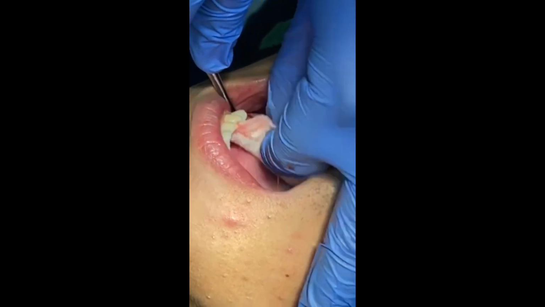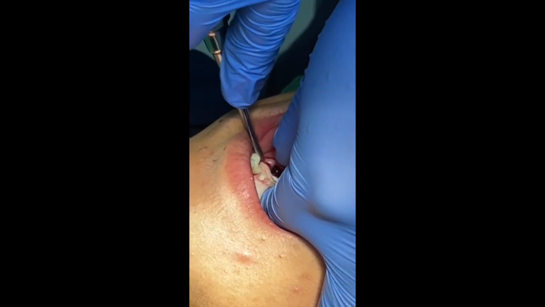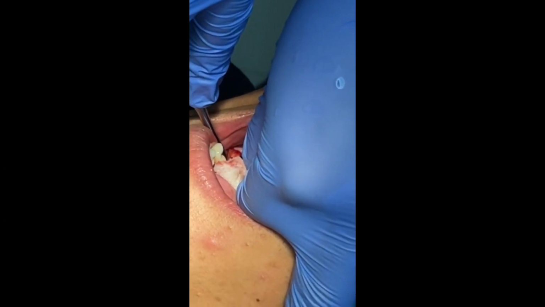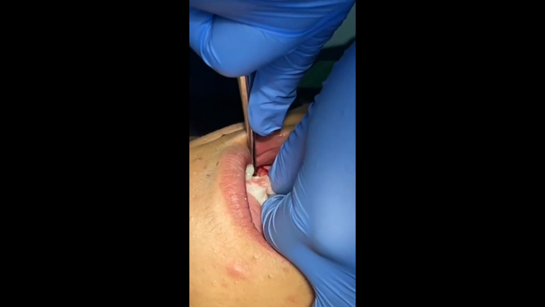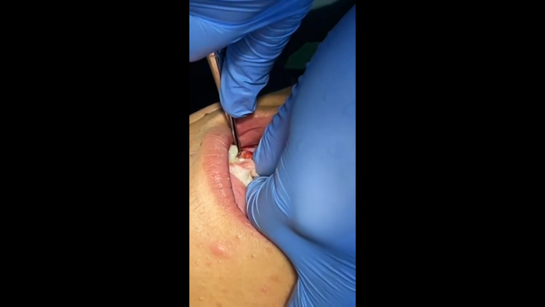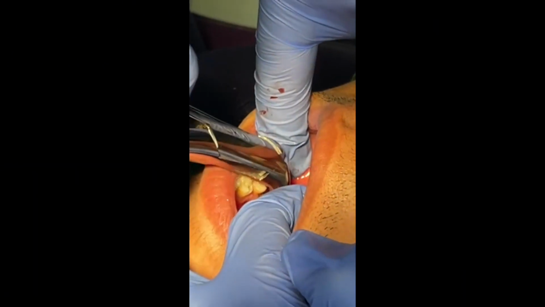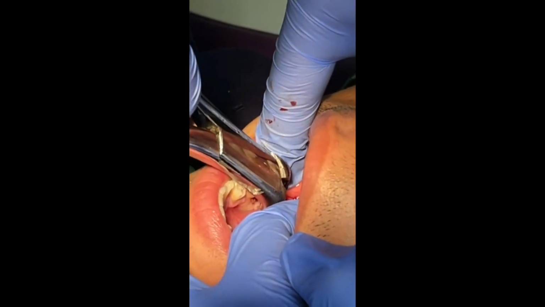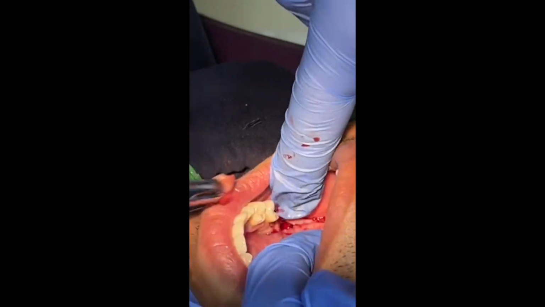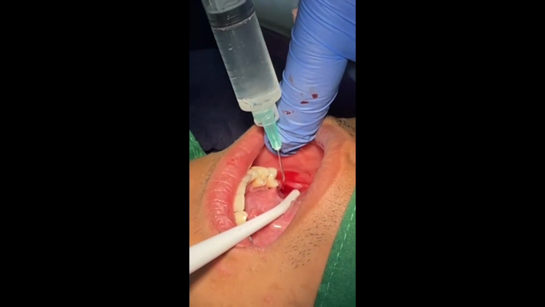For teeth number 47 and 46, we repeated the same steps that we did on tooth number 48. We elevated the tooth first before we adapt the forceps and deliver the tooth to make it easier for us and to prevent any fracture of the tooth. We also irrigated it with 0.9% saline solution.